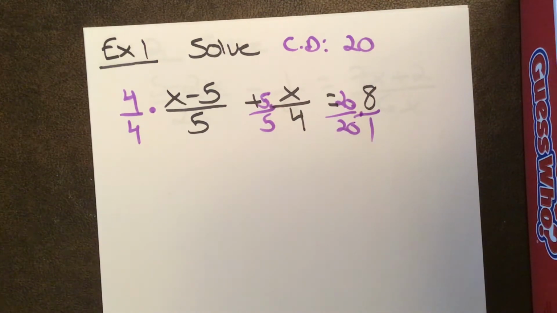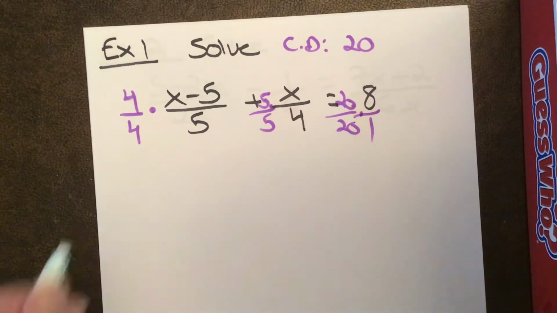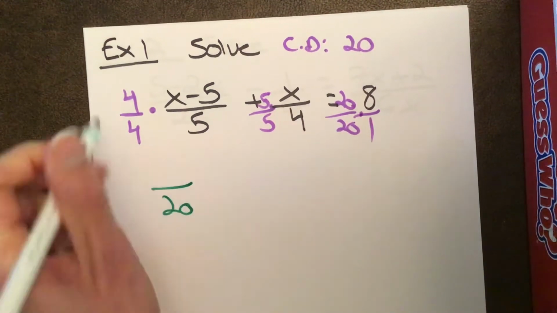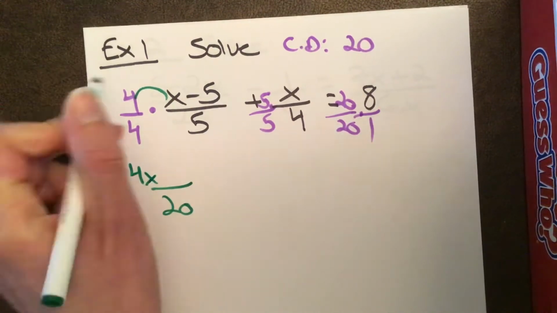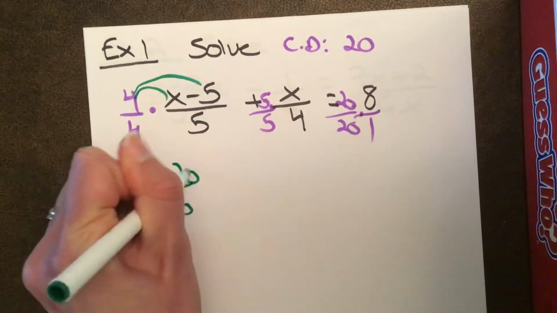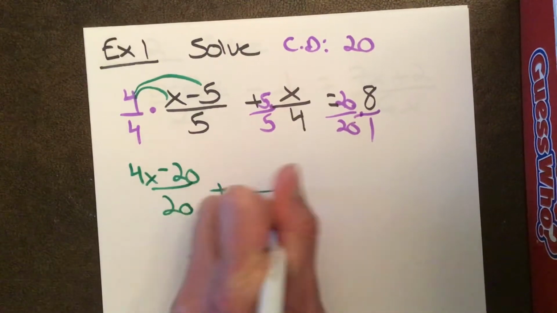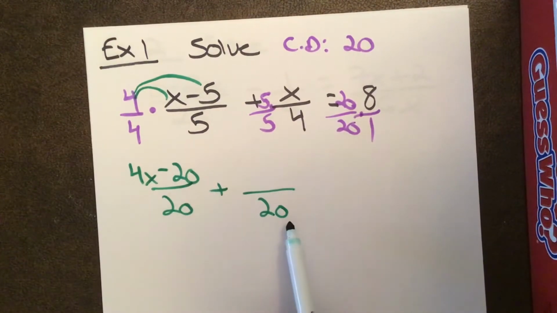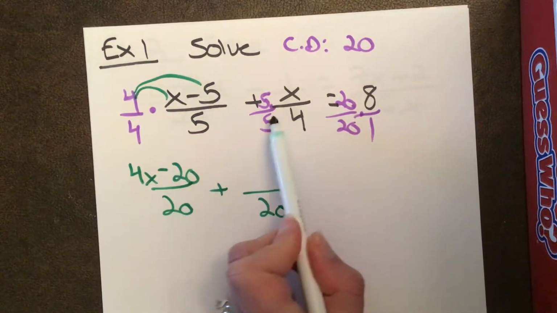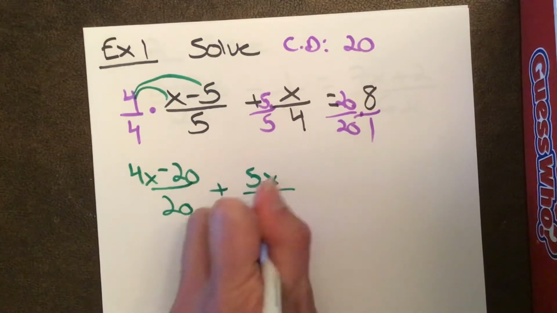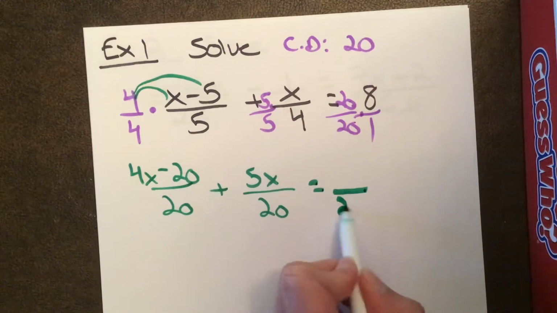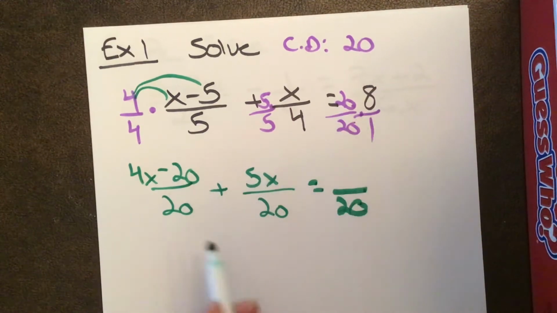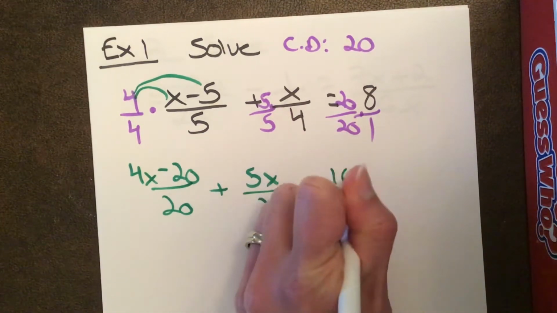So let's get in a different color here. The denominator is 20, and then here I'm going to need to distribute in the numerator. So this is going to become 4x minus 20. And then this is 20, the denominator. And then here this is just 5 times x, so this is just 5x. And then here, the denominator is also 20, and then 20 times 8 would be 160.